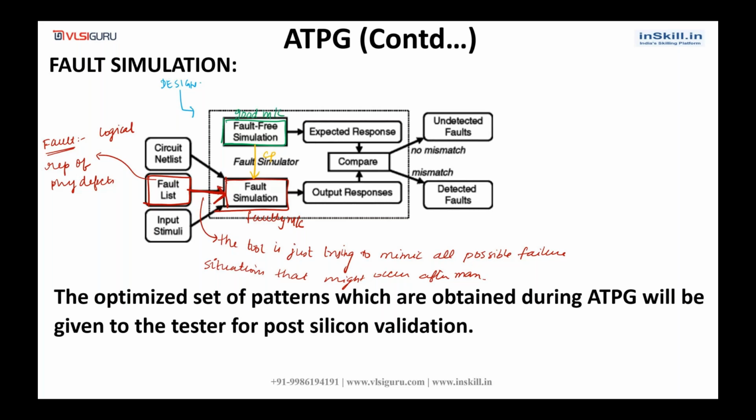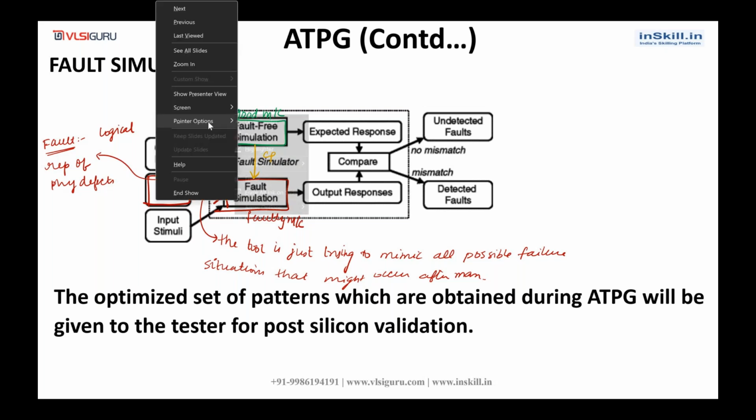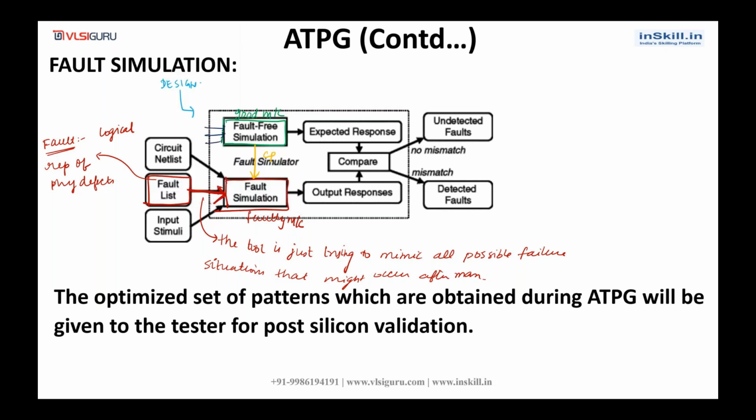Then what will the tool do? The tool will apply patterns, an input sequence, to the good machine. And then the output of the good machine is called the expected value, or we can even call it the good value. Then the tool will apply patterns to this faulty machine, and the output of the faulty machine we will call the faulty value.